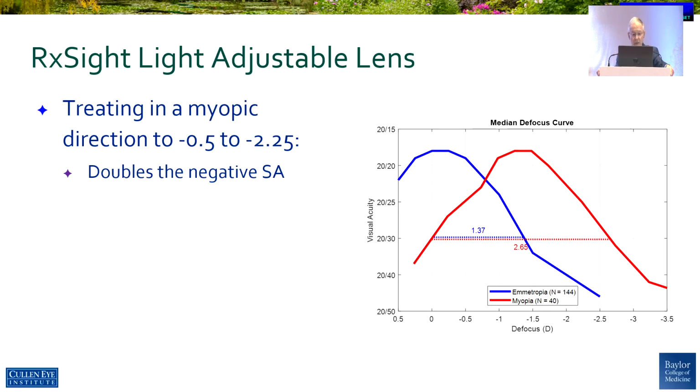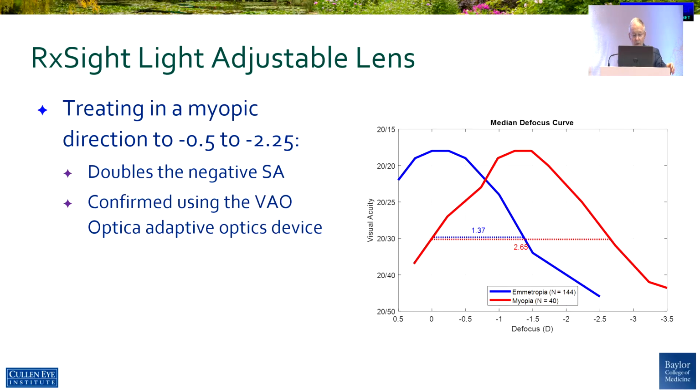You also have this interesting thing that when you treat the RxSight lens in a minus direction, targeting -5 to -2.5, you double the negative spherical aberration. And what you get from that, we used the VAO Optico to confirm that, is a 2.5 diopter range at the 20/30 level. So these patients get a big range of vision with good overlap, and it gets back to Dr. Kapoor's point, which is, you're not making them real minus, they're not making them -150, and yet you still have some good near.